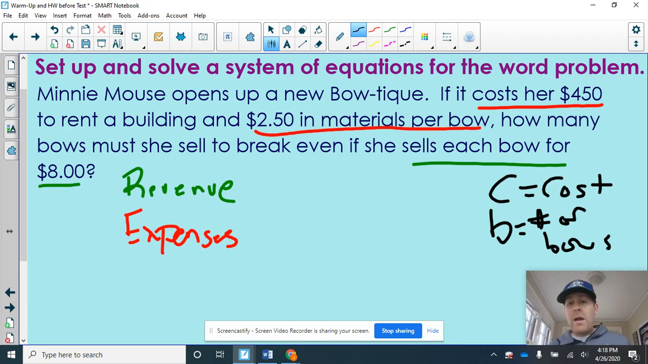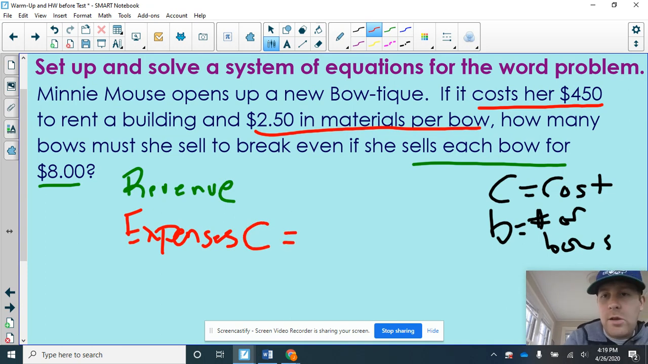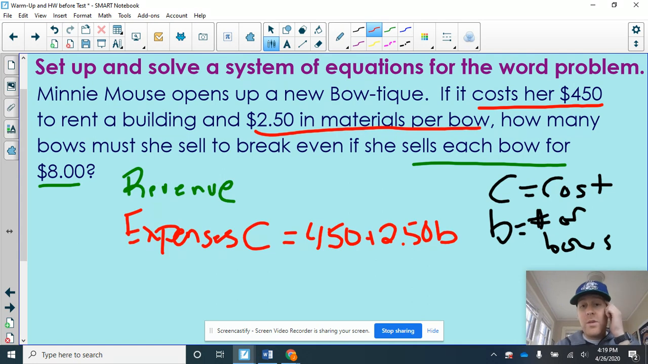Okay, so now let's go ahead and write our equation. For expenses first, it doesn't really matter though. So for expenses, the cost to us is going to be, let's say it costs her $450 to rent the building, plus an additional $2.50 per bow or times B. Because if she only makes one bow, we're going to add on the $2.50. 2 bows would be $2.50 times 2, which would be $5. Right, so we have to multiply that by B.